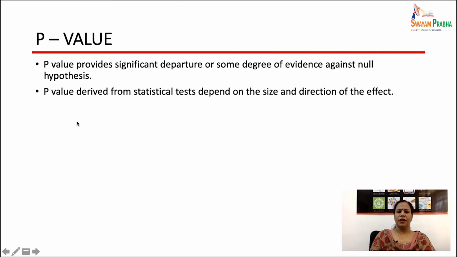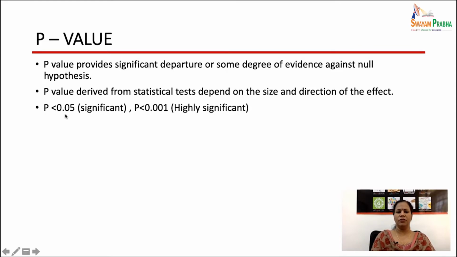The p-value derived from statistical tests depends upon the size and direction of the effect. So always the p-value we get from the statistical tests also depends upon what the size of the effect is. Usually the size of the effect depends upon the sample size also, and plus it also tells us what the direction of the effect is.